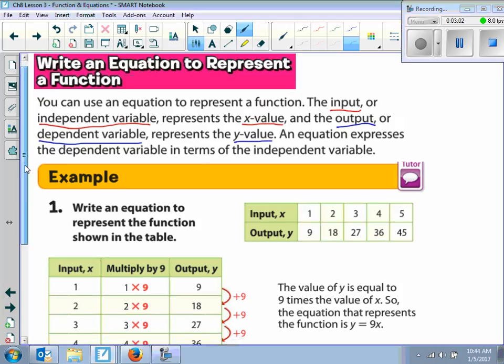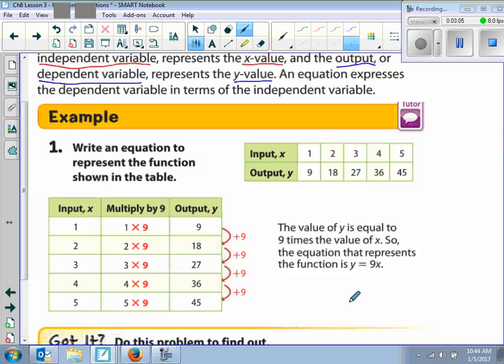All right, so this first example, you don't have to write it down. We're just going to talk about it. It says write an equation to represent the function shown in the table. So here's the table that they gave us. And when we do that, you're just going to look to see how do we get from one y value to the next. And the way we did that is each time we're adding 9. So because we're adding 9, that means we're going to take that 9 and we're going to multiply it times the input. Okay? So it's going to be a 9 times x.